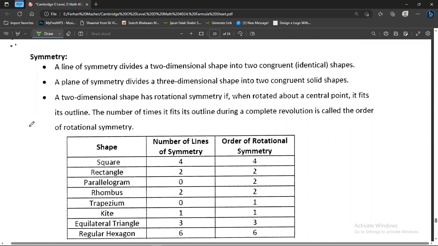When you draw the line of symmetry, the line will cut that figure into two equal parts. And when you fold that figure along that line of symmetry, both the parts will exactly match over each other. A plane of symmetry divides a three-dimensional shape into two congruent solid shapes. A two-dimensional shape has rotational symmetry if, when rotated about a central point, it fits its outline. The number of times it fits its outline during a complete revolution is called the order of rotational symmetry.